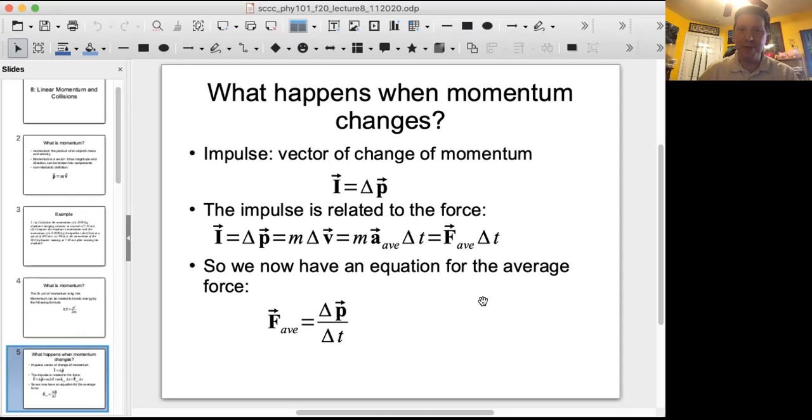Impulse has the same units as momentum, kilogram meters per second. But sometimes you'll see impulse described in units of Newton seconds, because the impulse, again, is equal to the average force times delta T. And we can use that to write an equation for the average force: the average force is equal to delta P over delta T. So the force is equal to the change in the object's momentum over time.